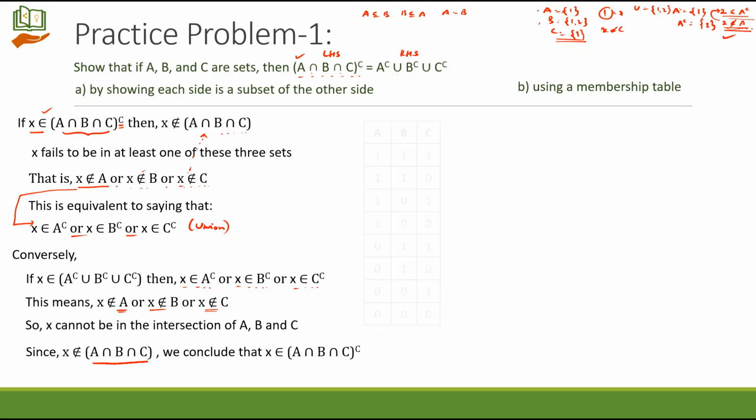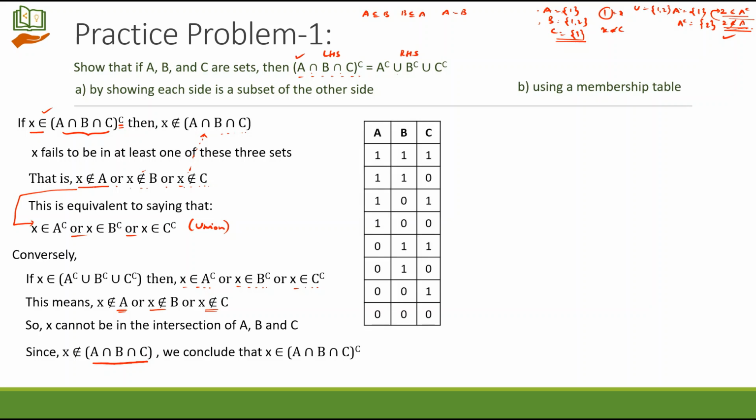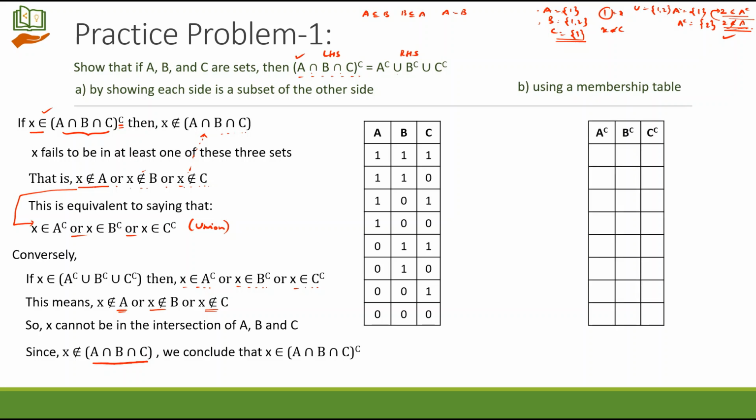Now we will get into the membership table. So we have the 8 sets of values here. First we have to start with A complement, B complement and C complement. So A complement will be 0, 0, 0, 0, and so on. When an element is present in A, the element is not present in the complement. Similarly, when the element is not present in A, it is present in the complement. So we are just reversing the zeros and ones that are present in the first table.